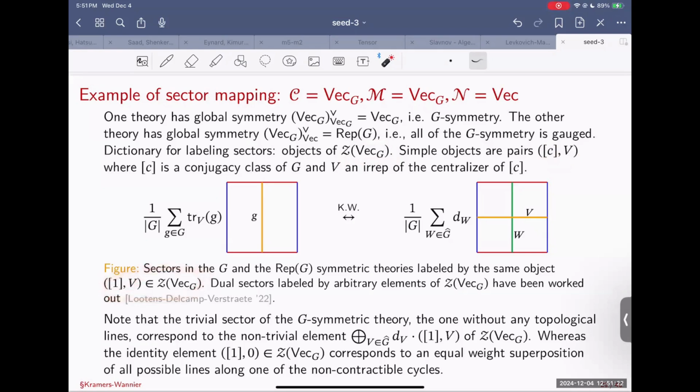Now, let's take an example where I take the trivial conjugacy class and then any representation of the group G. This element of the Drinfeld center of Vec G labels a superposition of sectors on the theory with G symmetry, where we have a line in one non-contractible direction labeled by all possible group elements, and the weight is simply given by the trace of this group element taken in the representation V. And on the other side of the Kramers-Wannier duality, we again have a superposition of different sectors where we have lines in both directions. In one direction, the line is fixed. It's labeled by the representation V. And in the other direction, we have a sum over all irreducible representations of G, where the weight is given by the dimension of that representation. So as we can see, the mapping of the sectors is quite non-trivial.